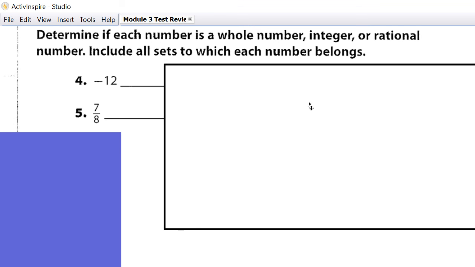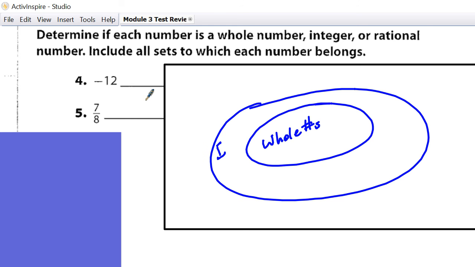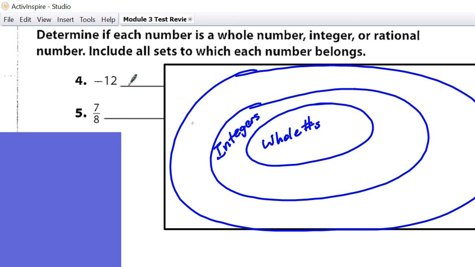I'm going to go ahead and draw this. Remember that we had a Venn diagram, and we had an inner circle that was whole numbers. And then we had another circle that was integers. And the reason why the whole number circle is inside the integer circle is because all whole numbers are integers. And then we had one last circle that was called rational numbers. And the reason why the integer circle is inside the rational number circle is because, by definition, all integers are rational numbers. You can go back and review this from lesson 3.1 if you forgot.